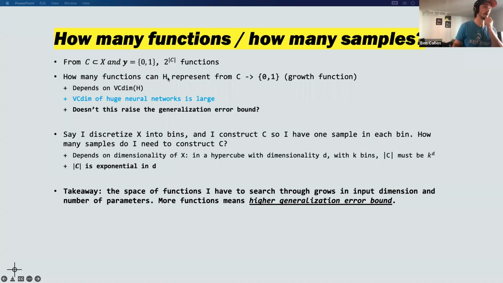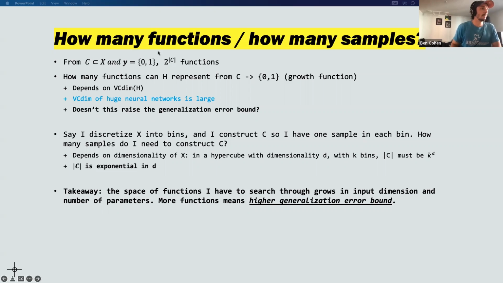Now, how many functions can my hypothesis class represent from this little data set C to {0, 1}? It depends on the VC dimension of your hypothesis space. And for a neural network with a really large number of parameters, the VC dimension can be high. So the question is, doesn't this mean that the generalization error bound increases? It does. And so there's also an interesting question here of, yes, neural networks overfit, but shouldn't they actually do even worse than we see in practice? So just an interesting thing to keep in mind.